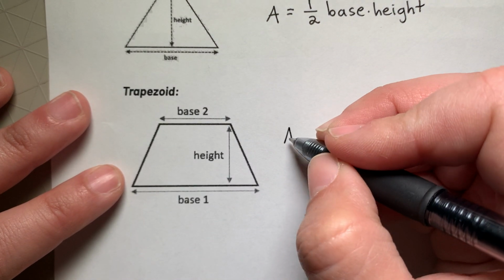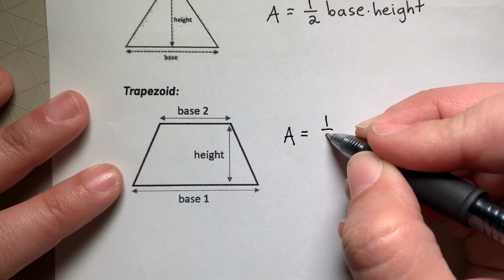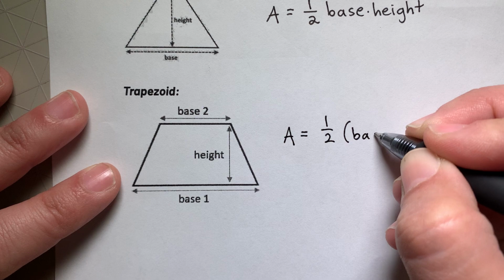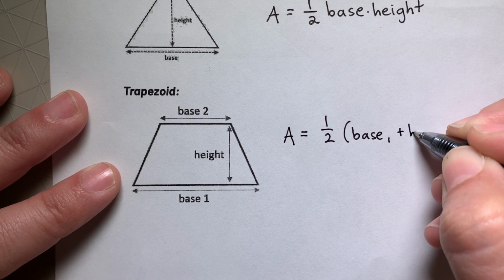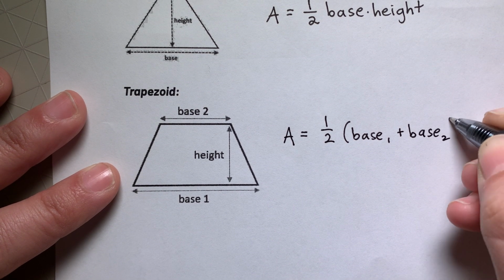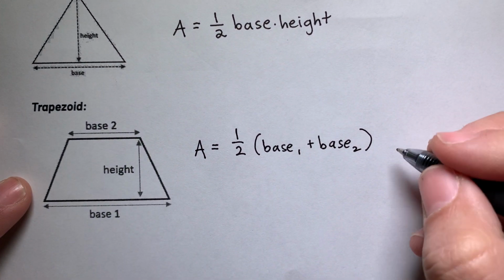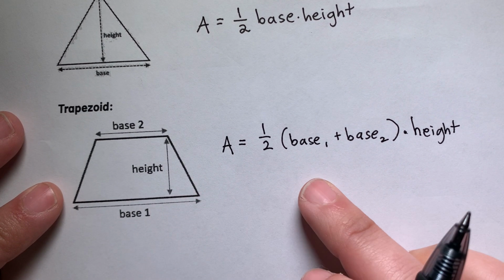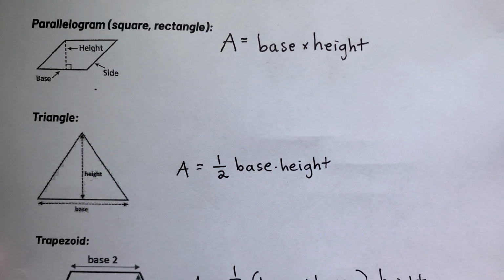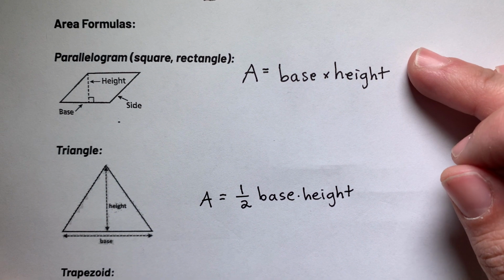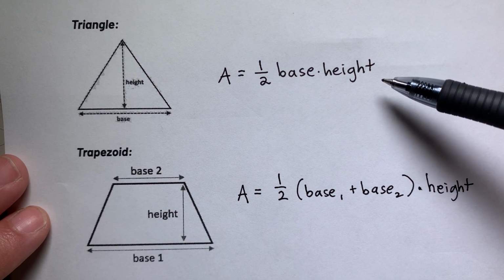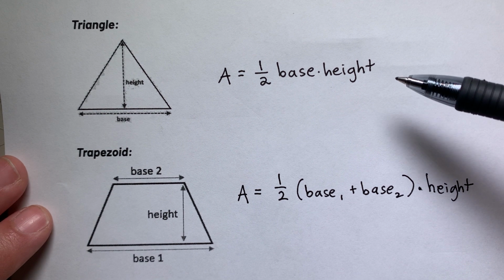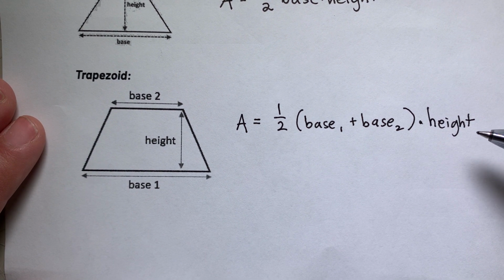And with a trapezoid, we're gonna do the same thing. The only difference is that we are going to add the two bases together, base 1 and base 2, and then we multiply it times the height. So 1/2 of the bases times the height. So again, parallelogram, base times height. Triangle, 1/2 base times height. Trapezoid, 1/2 bases times height.